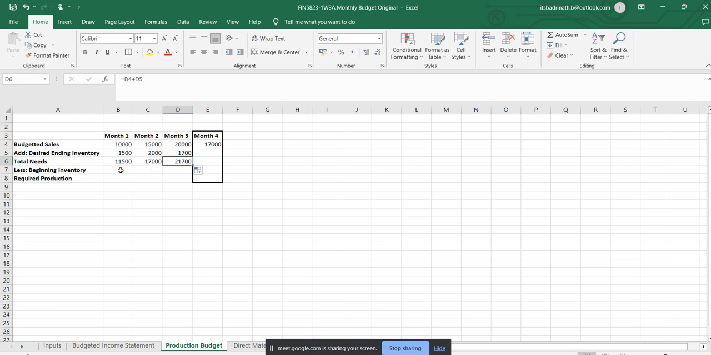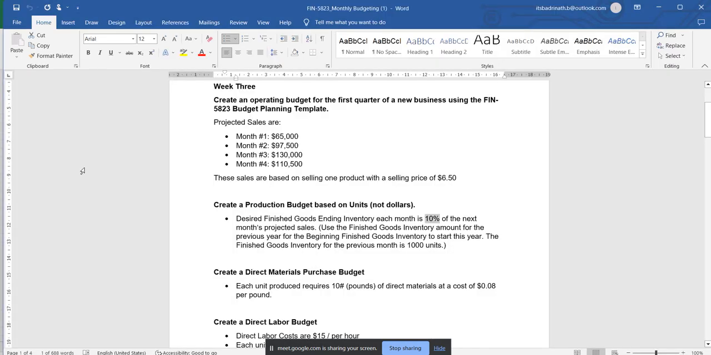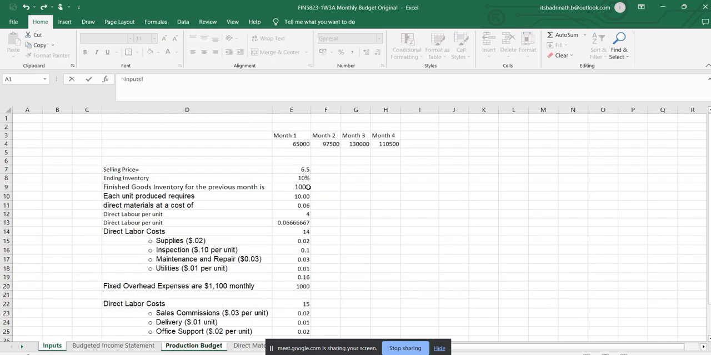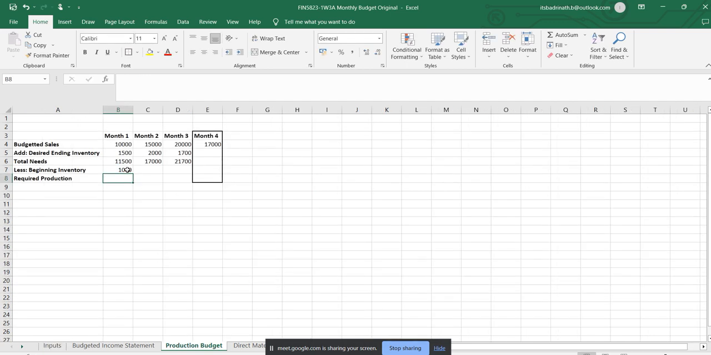month three. Now, what is the beginning inventory? It was mentioned in the document that the beginning inventory is 1000 units. So 1000 units. Again, I will take this as reference. Okay. So this will be taken as reference from here. This is 1000 units. So here, that is.